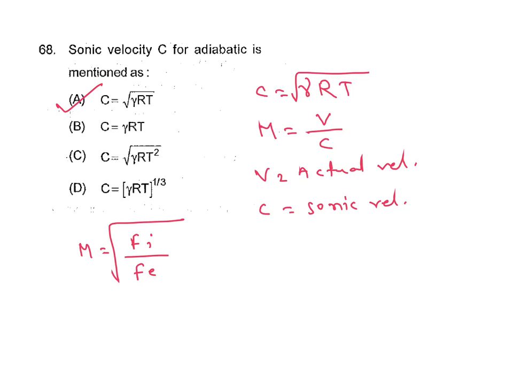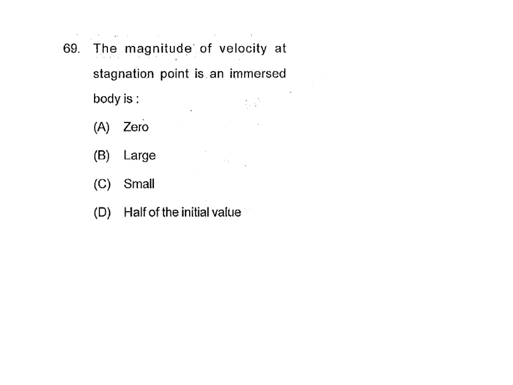And for different problems also, you can check from ISRO question papers, ISRO thermodynamics playlist, you will get some questions from this part. And for Mach number part also, you will get. Magnitude of velocity at stagnation point in an immersed body is, at stagnation point, velocity is 0. So A is our answer.